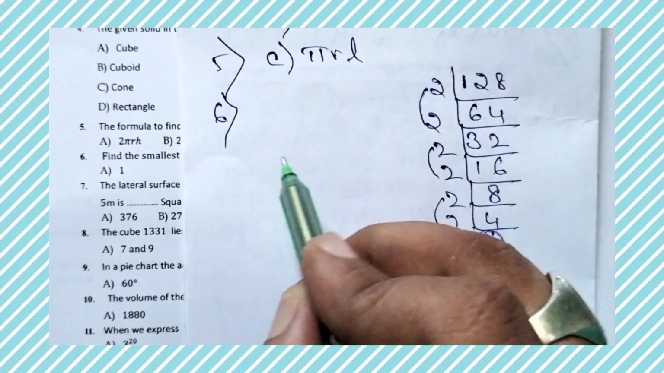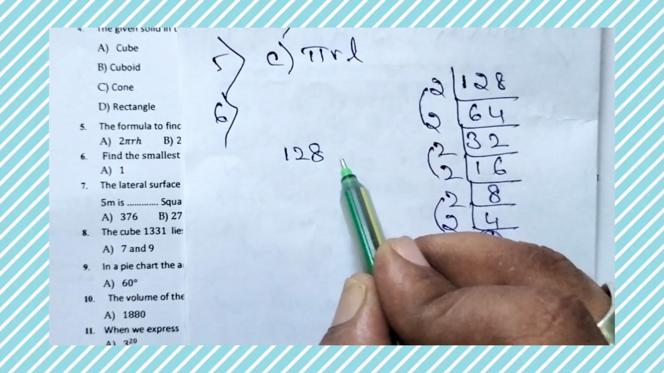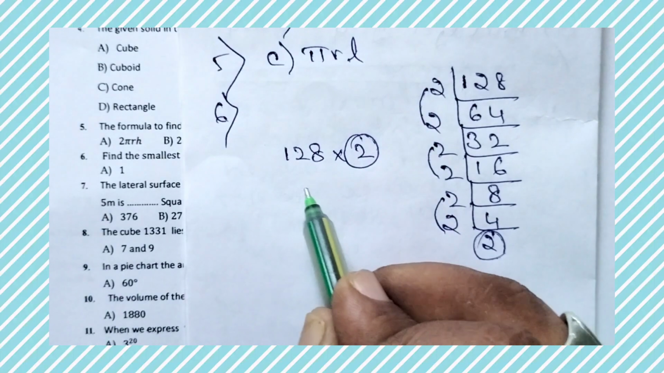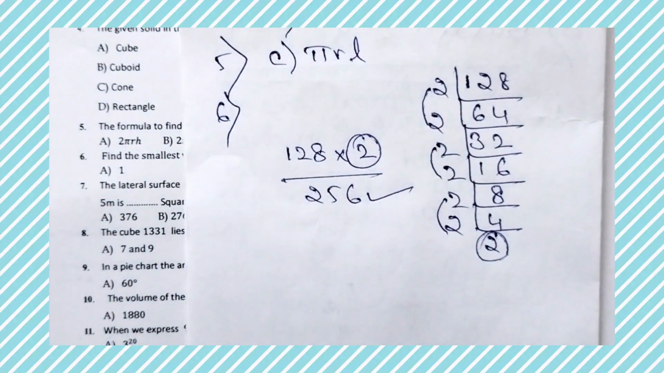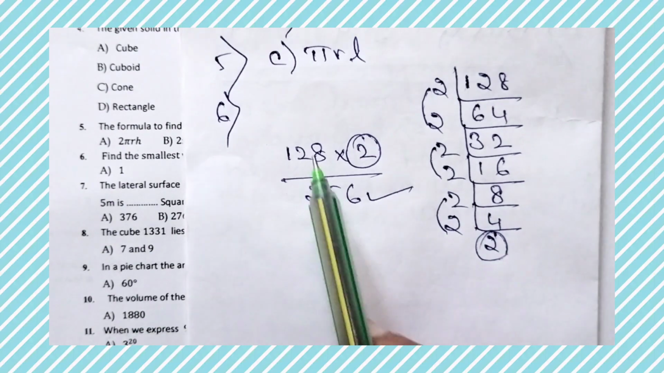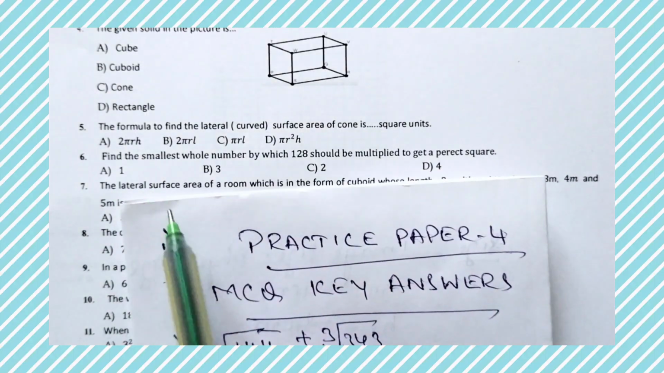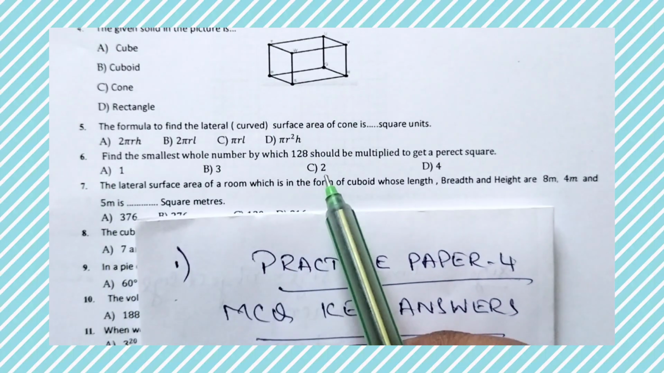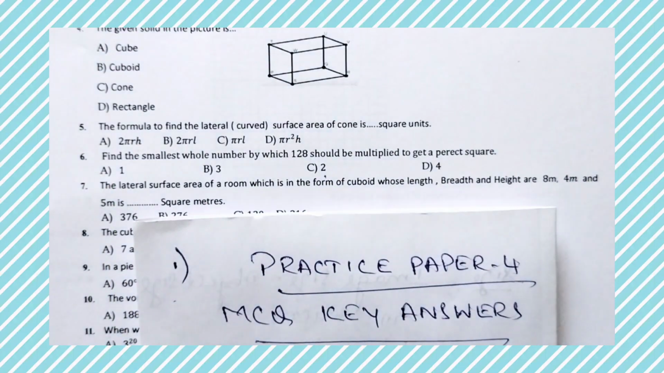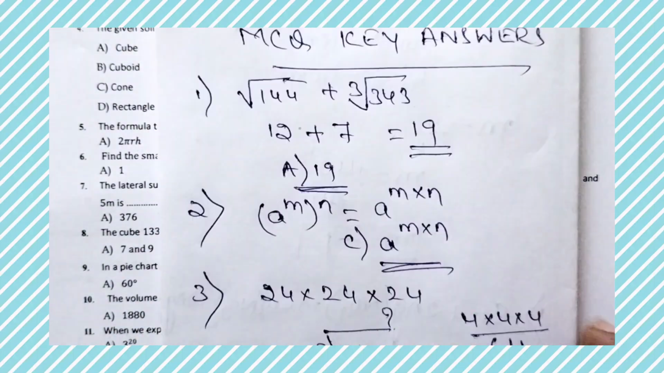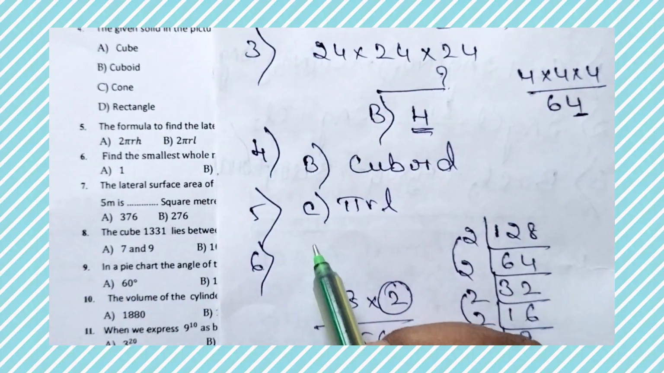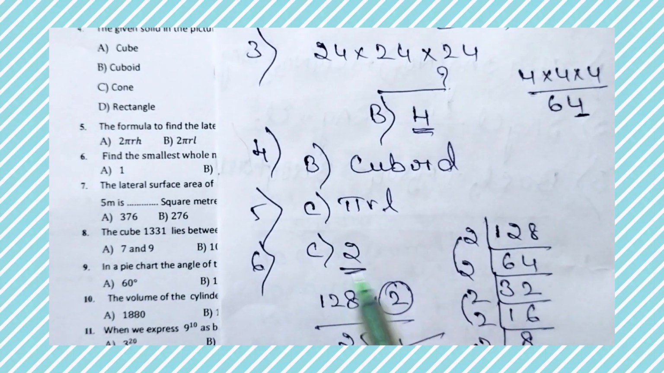One 2 is remaining. Therefore, for 128, if you multiply by 2, you will get 256, and 256 is a perfect square. Therefore, for 128, we have to multiply by 2. Therefore, for the sixth question, the right answer is option C, 2. So option C, that is 2, is the right answer.